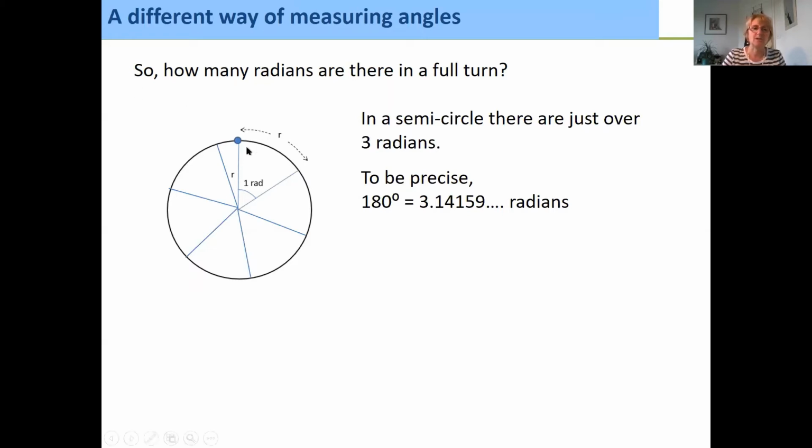Because, of course, in a full circle, you know the formula for the circumference of a circle, C is equal to 2 pi r. That means that there are 2 pi radians in a full circle, in 360 degrees. So that's our first point of reference. The first thing that's useful to note down, to remember, is that 360 degrees is 2 pi radians.